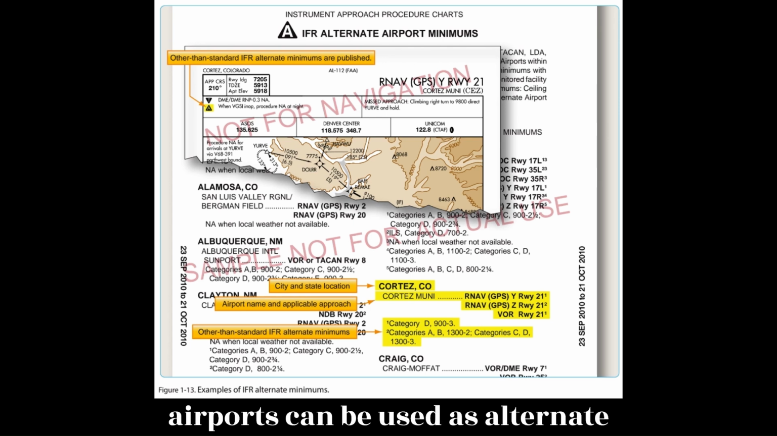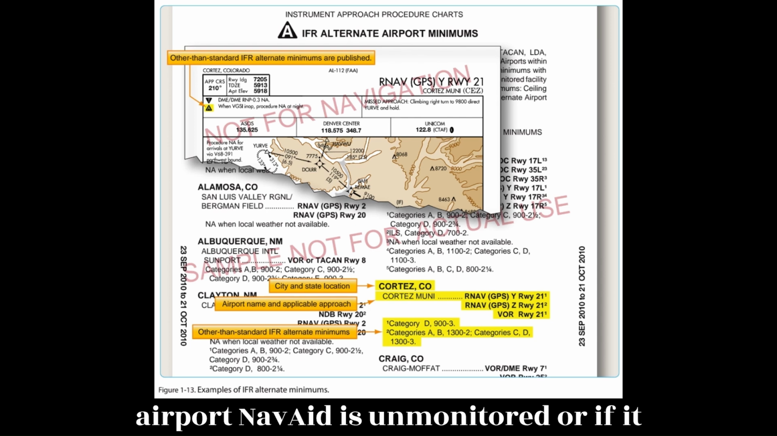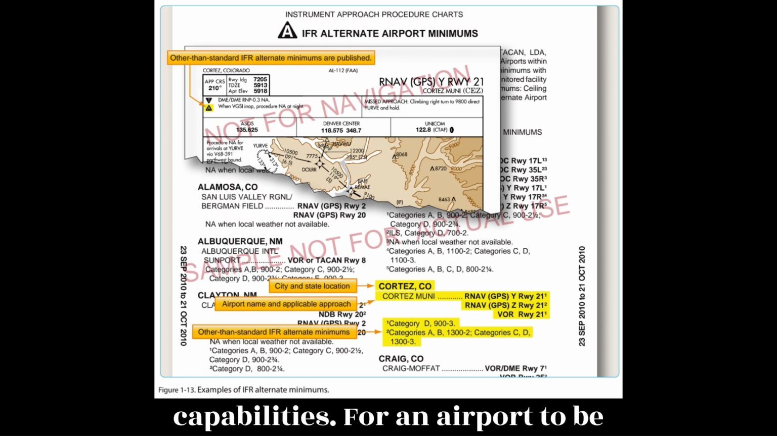Not all airports can be used as alternate airports. An airport may not be qualified for alternate use if the airport NAVAID is unmonitored, or if it does not have weather reporting capabilities.